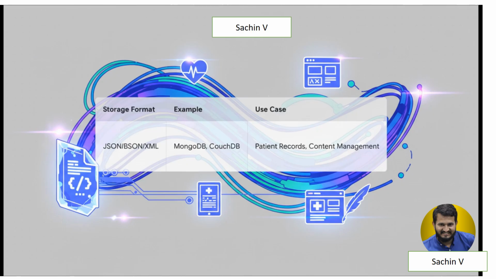These often use a format like JSON, which is really just a way to organize data with labels that's easy for us humans to read. The great thing is, each document can hold complex, nested information all in one place. This makes them absolutely ideal for things like patient records or content management systems, where the data for each item might look a little different.